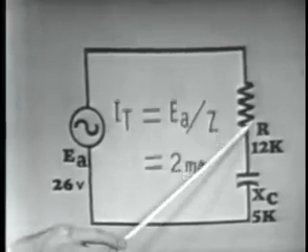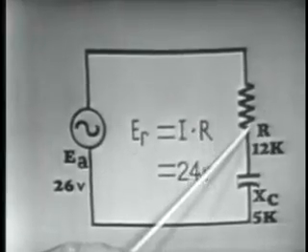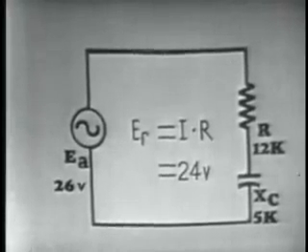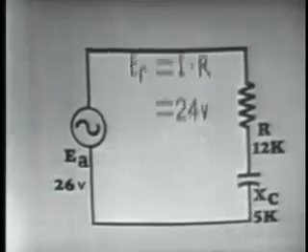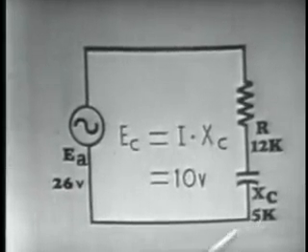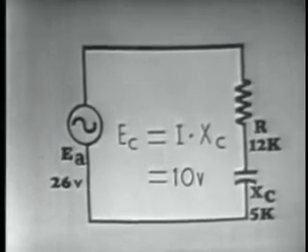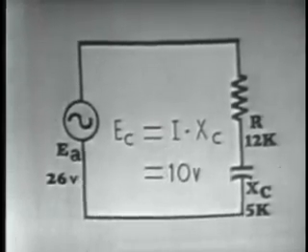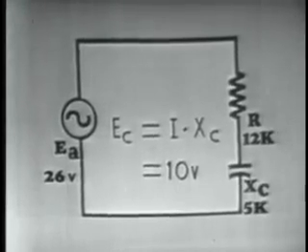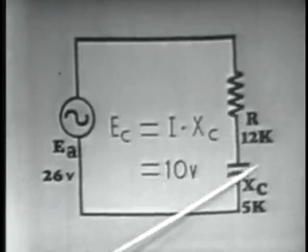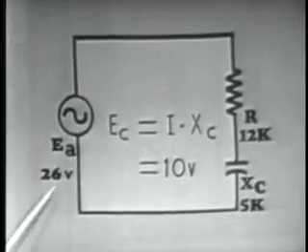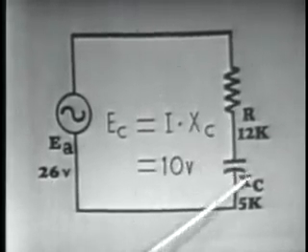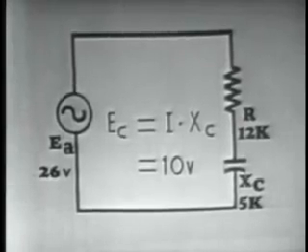This 2 milliamperes flowing in our circuit through a resistance of 12 k ohms would drop 24 volts across this resistor. The same 2 milliamperes flowing through our capacitor, having a capacitive reactance of 5 k ohms, would drop 10 volts, or 2 milliamperes times 5 k ohms would be equal to 10 volts. Now, if we added these two voltages up, 24 plus 10 would be 34. Their arithmetic sum is greater than 26 volts. Well, why?